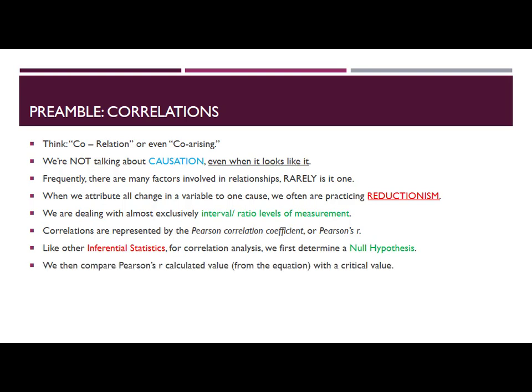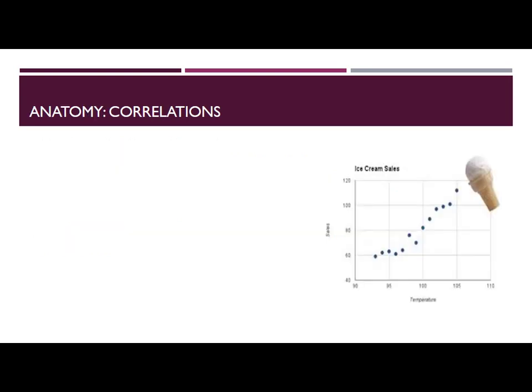When we are doing a correlation analysis, because we are looking at a null hypothesis, in order to determine whether we accept or reject it, we of course are going to be considering a calculated value, usually from an equation, with a critical value, which we're going to find in a textbook or some kind of a chart.